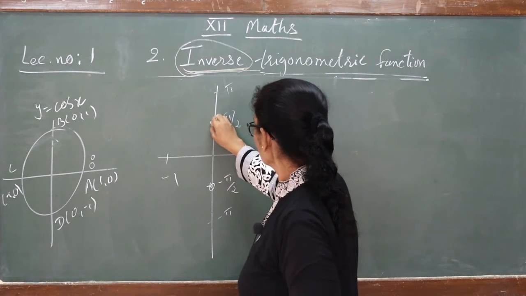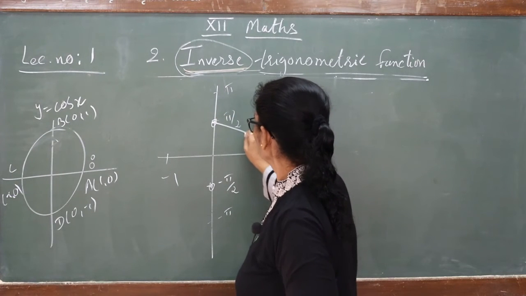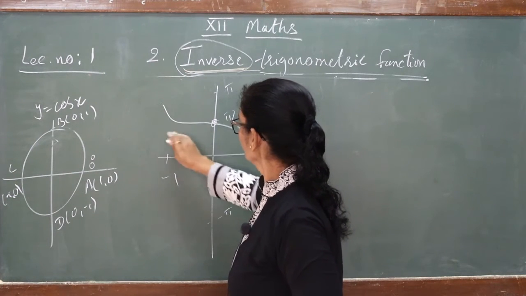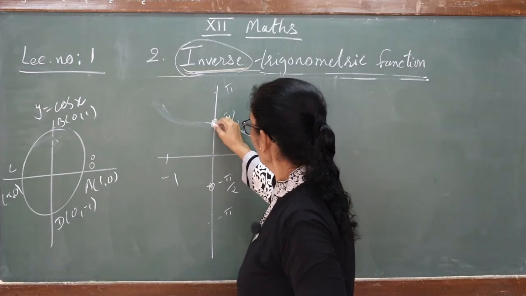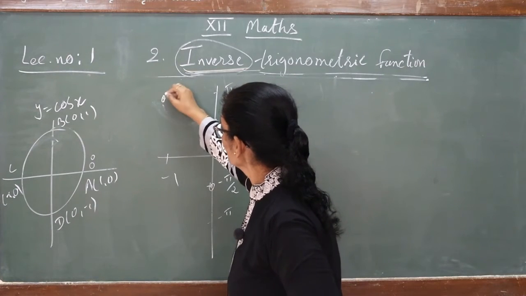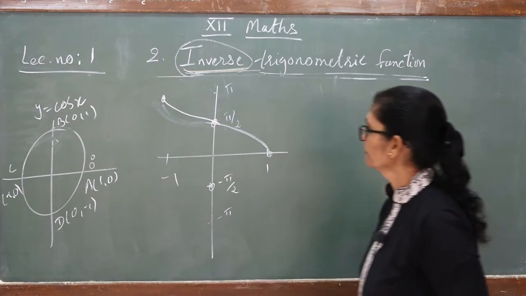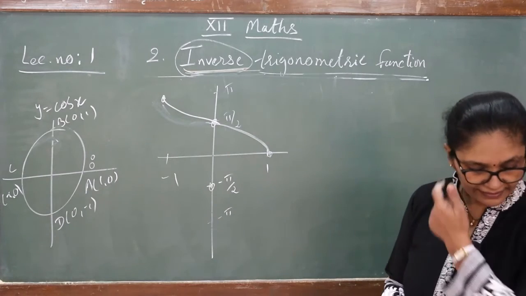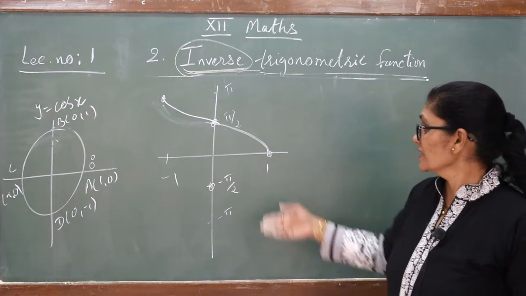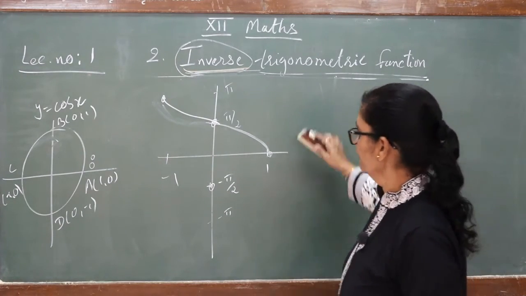Now we can take cos 0 is 1, so the point is this; this way you can consider all the points. So what do you get as a graph? This way, pi by 2 and at pi minus 1. So your shape will be like this. This is how we get it; it's the vertical graph for cos inverse.